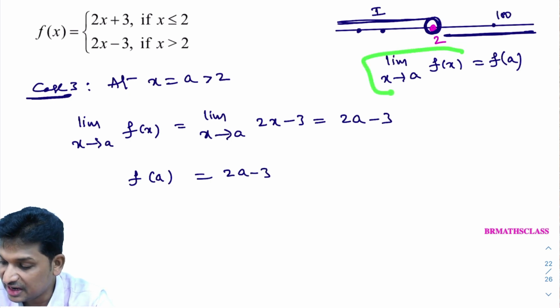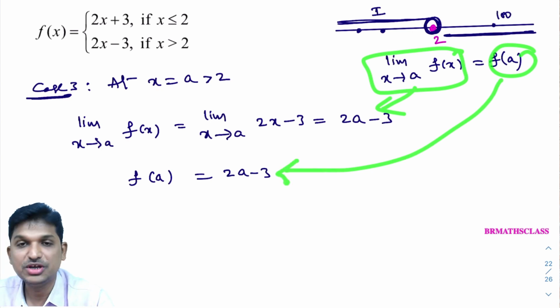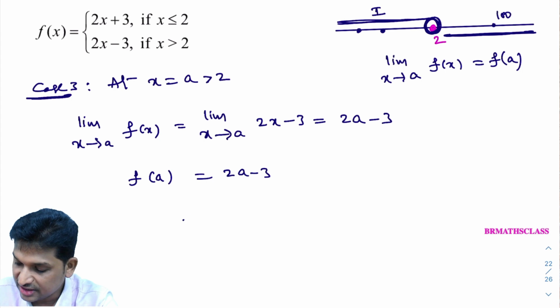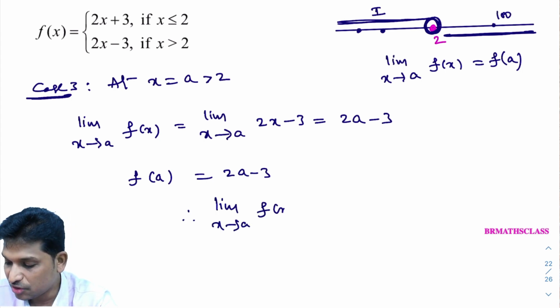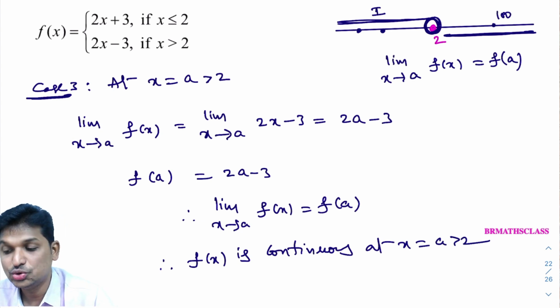What happened? I calculated this and got 2a minus 3. I calculated this, that is also 2a minus 3. So I can say that these two are equal. So I conclude, therefore, limit x approaches a, f of x equal to f of a. So what I can say? f of x is continuous at x equal to a whenever a value is greater than 2.